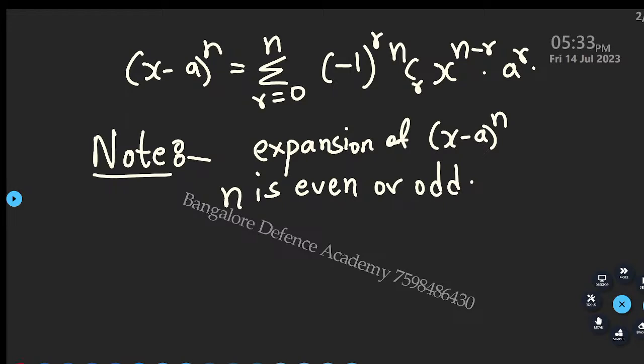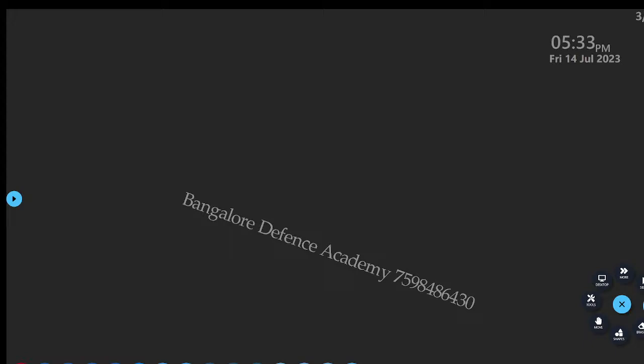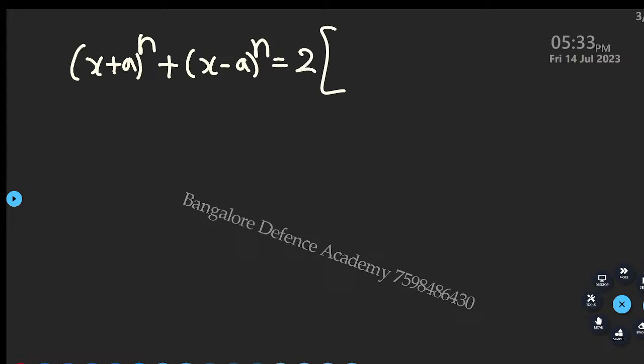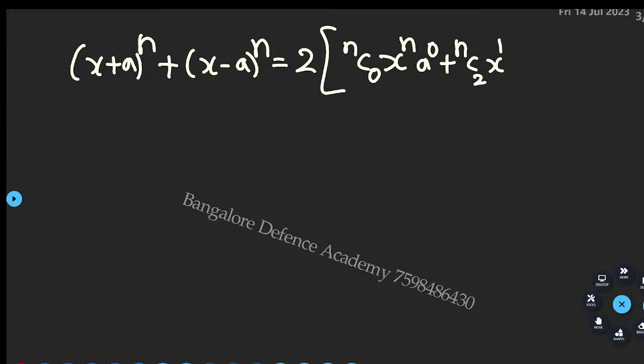Completed? Next, put a star mark. Very important formula. Take down x plus a to the power of n plus x minus a to the power of n is equal to 2 into bracket nC0 x to the power of n a to the power of 0 plus nC2 x to the power of n minus 2 a square, it goes on till infinity.